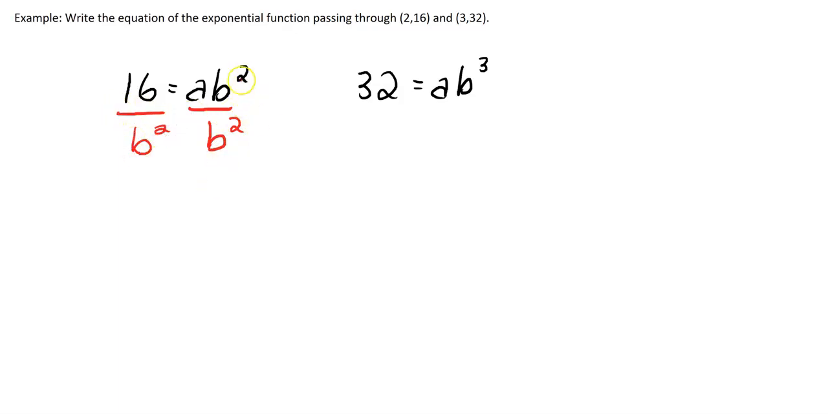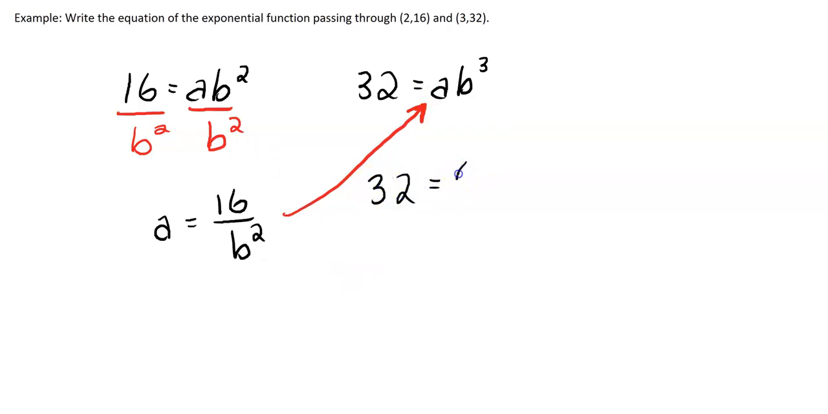So I'm going to divide both sides by b squared. It's going to simplify out over here on the right hand side, and over here I'll have a equals 16 over b squared. So now I can substitute this value in over here. So I should have 32 equals 16 over b squared times b cubed.